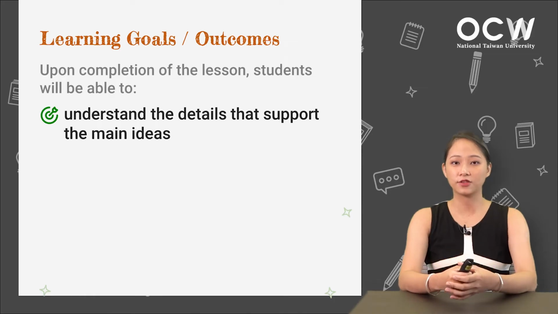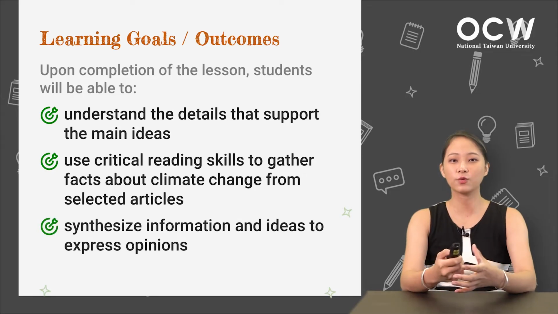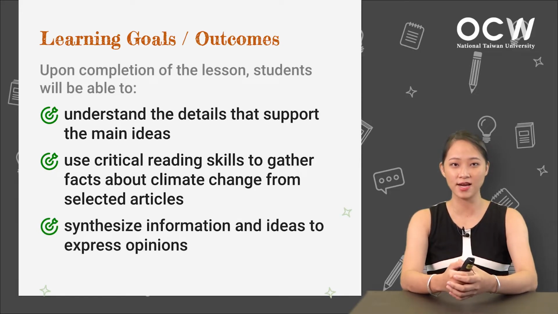Next, we're going to identify the main idea of a text. Next, we're going to look at supporting details that argue for the main idea. Next, we're going to use our critical reading skills to gather facts from these articles and form our opinion on climate change. At last, we're going to try to synthesize the information we read and express our own opinion.